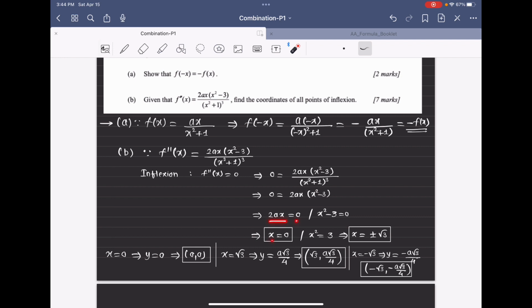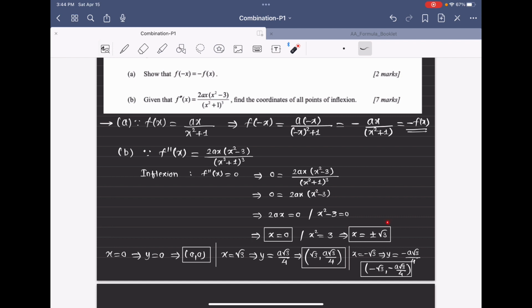2ax is equal to 0, so x is equal to 0. X square minus 3 is equal to 0, so x square is equal to 3, so x is equal to plus or minus root 3. As it is paper 1, you don't need to find out the value. Just keep it as plus or minus root 3. They said find the coordinates of all points of inflection. So coordinates means we need to find the corresponding y value.